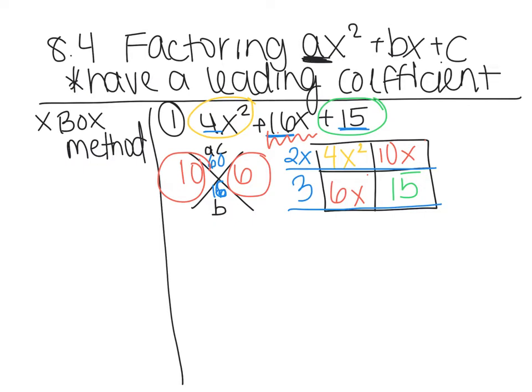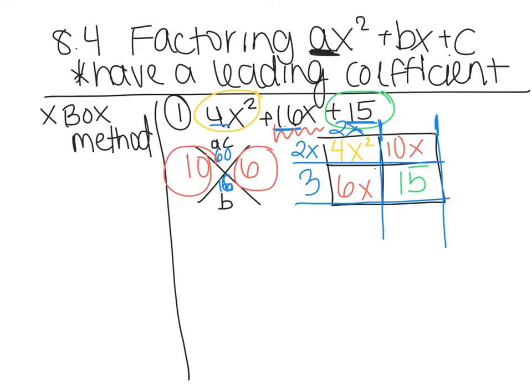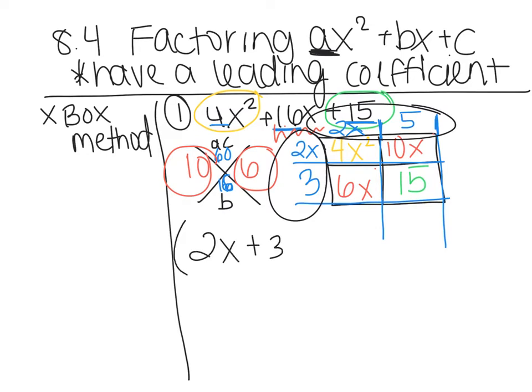Now we're going to do our columns. Usually I try to write it on top, but I didn't leave enough room. Maybe I could squeeze it. 2x squared and 6x will be 2x. And then 10x and 15 will be 5. So my final answer is going to be my GCFs: 2x plus 3 times 2x plus 5.